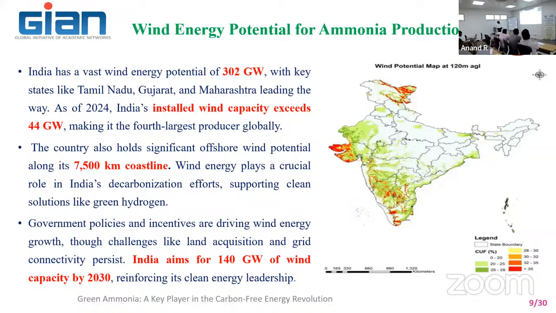And government policies and incentives are driving wind energy growth, though challenges like land acquisition remain. In order to go for onshore, on the land, we need to acquire a lot of land. So there will always be conflict over acquiring land. The way we are going for new airports or new road pathways, still the problems exist. So the government needs to take care of all those things to have a successful exploitation of the potential of 302 gigawatt.